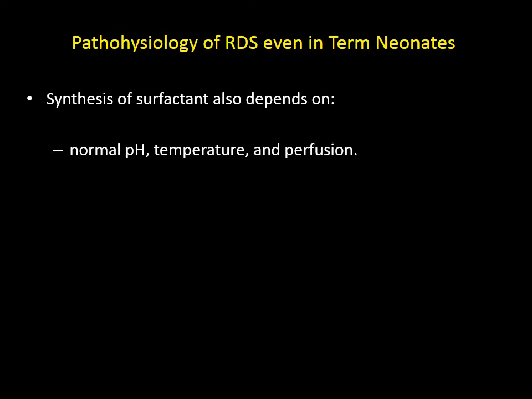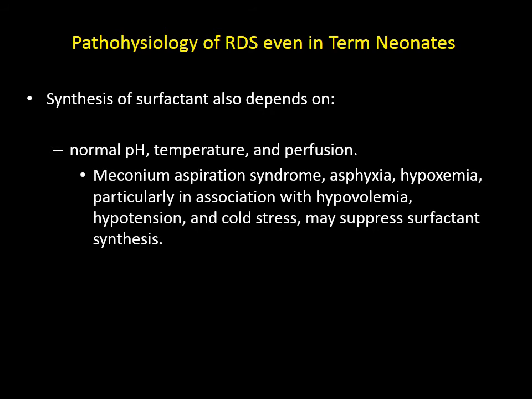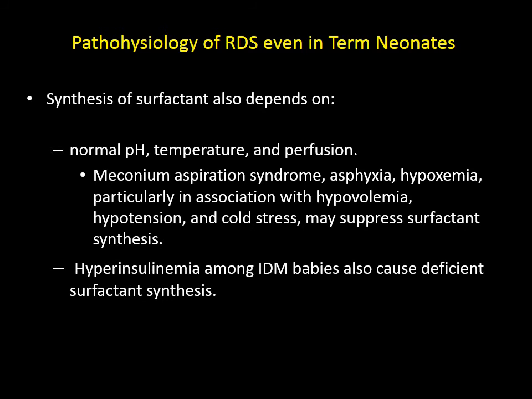RDS in term neonates can also be seen because synthesis of surfactant also depends on normal pH, temperature, and perfusion. Meconium aspiration syndrome, asphyxia, hypoxia, and pulmonary ischemia, particularly those in association with hypovolemia, hypotension, and cold stress, may suppress surfactant synthesis. In infants of diabetic mothers, hyperinsulinemia may cause displacement of choline in the formation of phosphatidylcholine, which is the mature component of the surfactant.